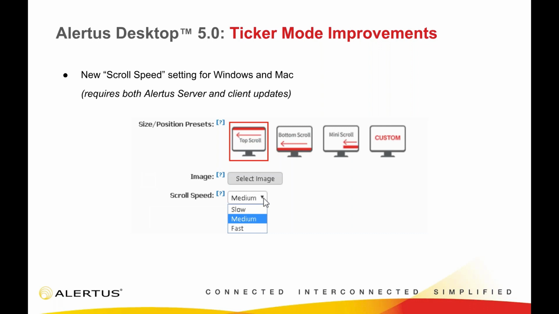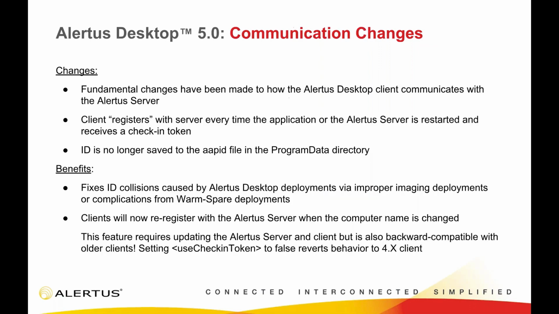An important note on this is, one, this is for both Windows and for Mac, but two, it's going to require both the server and the clients to be upgraded. So if you do want to control the speed of the ticker mode alert, you're going to be able to do so. You just have to upgrade your servers and the desktop alert client as well.